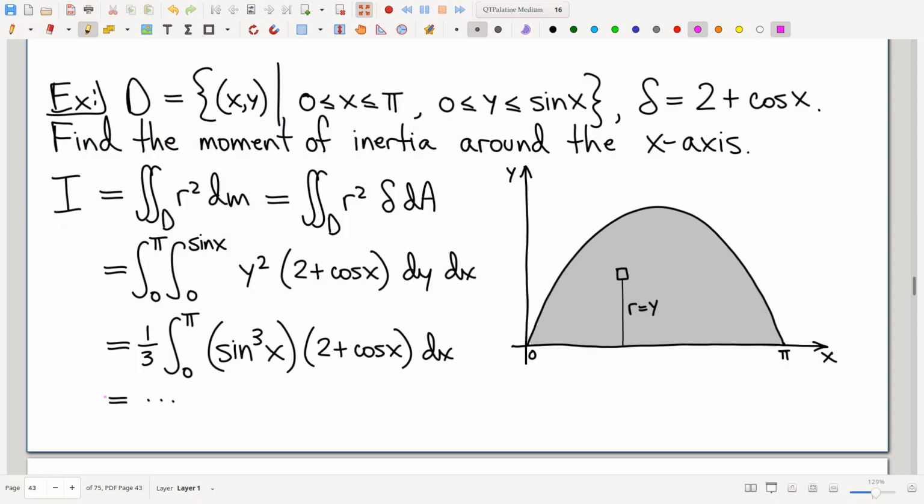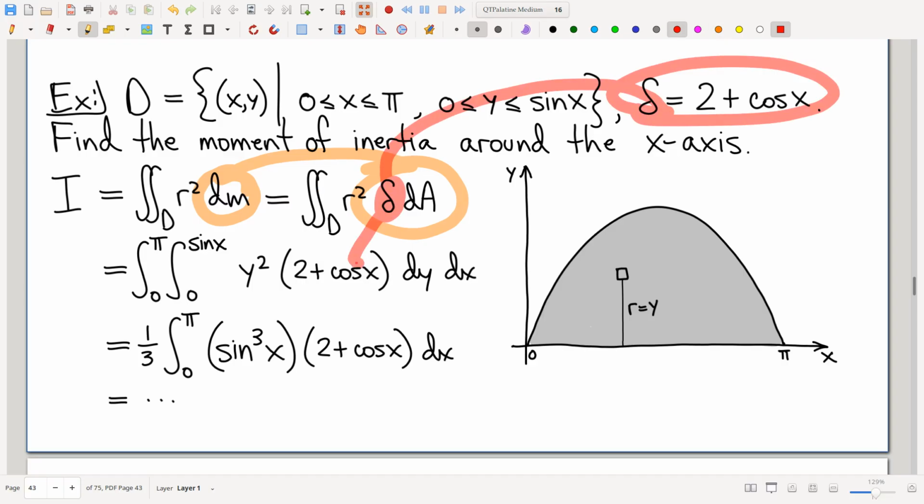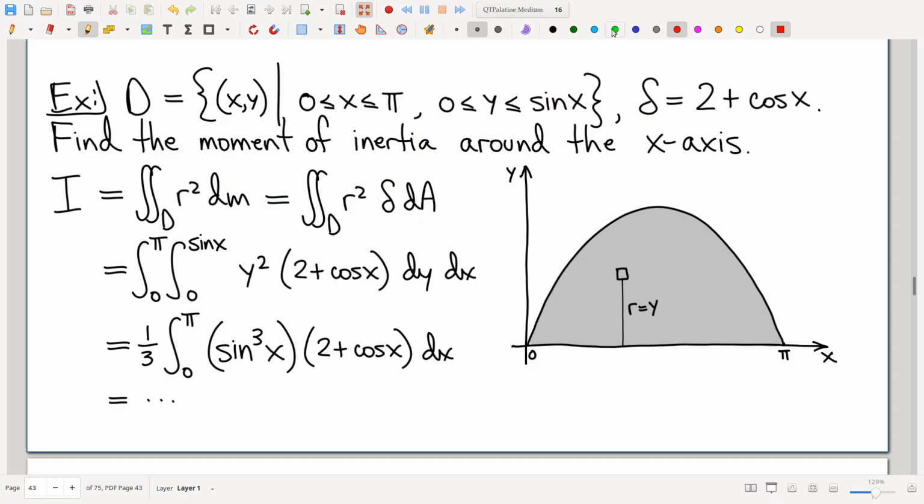A couple little details to pound out. dm is density times dA. Mass is density times area, right? So there you go. Notice the density is given, so plug that in. And now let's ask the question, what is R? And again, don't just go around memorizing formulas. It doesn't make any sense. You've got to think about the specifics of your circumstance.